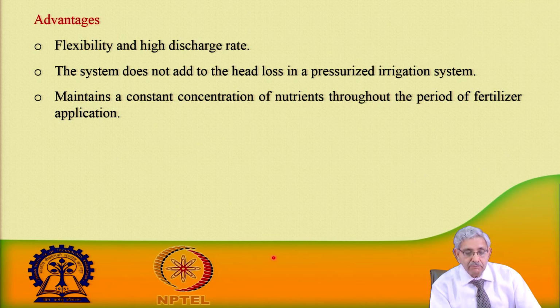There is flexibility, and one can maintain a high discharge rate, and the system does not add to the head loss in the pressurized system. This is the advantage. It maintains a constant concentration of nutrient throughout the period of fertilizer application, and this is desired in many cases, particularly in hydroponic systems, where the concentration of certain nutrients which are needed should be at a constant rate. So, there this kind of system is desired.